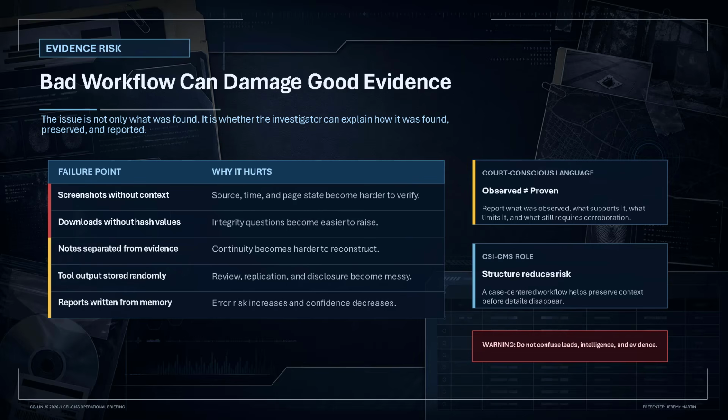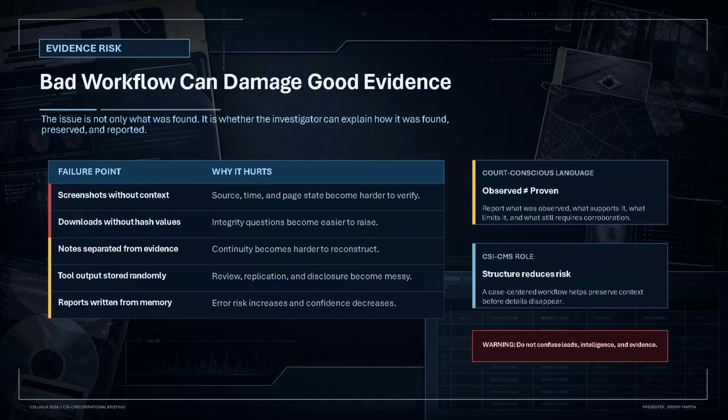The problem is whether the investigator can explain how it was found, how it was preserved, how it was documented, and how it supports the allegation. It all ties to the allegation, all ties to scope. Screenshots without context become harder to verify, harder to justify.